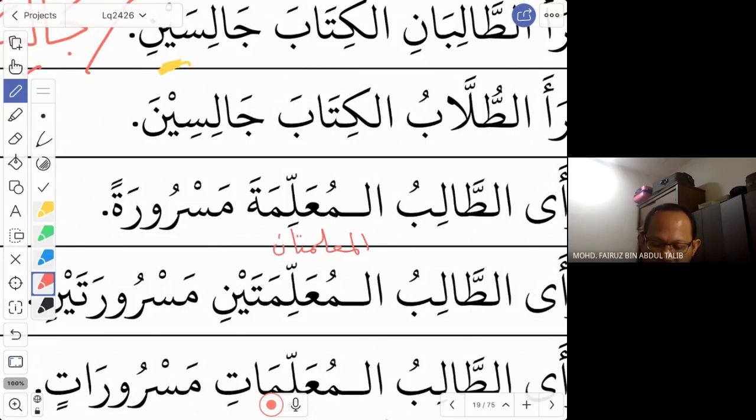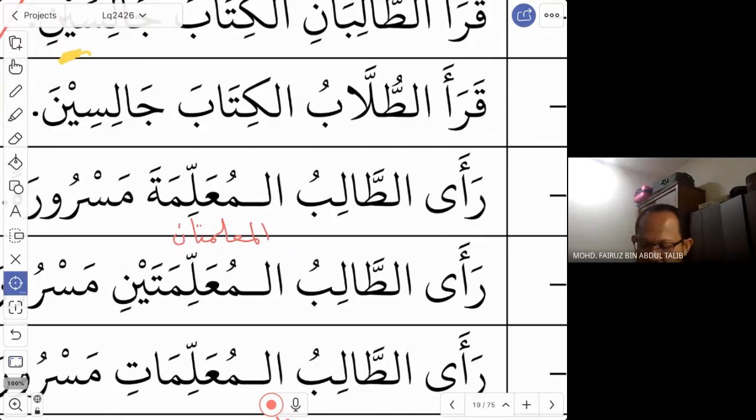Okay, in order to understand why it is mansub, we have to start from the beginning of the sentence. Ra'a, this is the fi'il. Who ra'a? At-talib. Then this is the fa'il. So the talib ra'a. He saw. Whom did he see? The mu'allim. This is the maf'ul bihi. And when it is a maf'ul bih, it is always mansub. So what you said just now, mansub is correct, but the reason is because this is maf'ul bih.